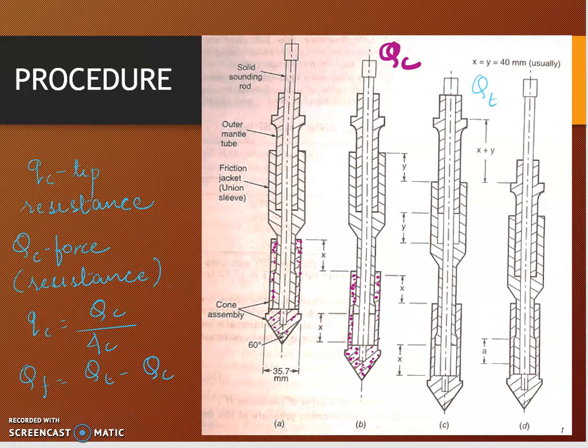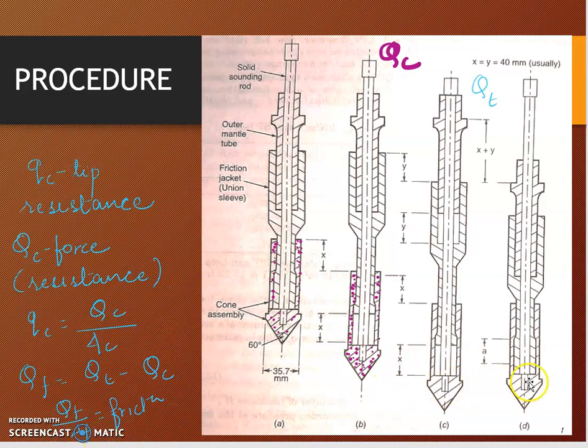Therefore, QF will be equal to QT minus QC. Okay, the side resistance, that is skin friction on the jacket sleeve, is then given as QF upon AF. This is the friction. Where AF, what will be AF? Where do you experience friction? Friction will be experienced on the surface, right? So the curved surface area of this friction jacket cylinder will be AF.